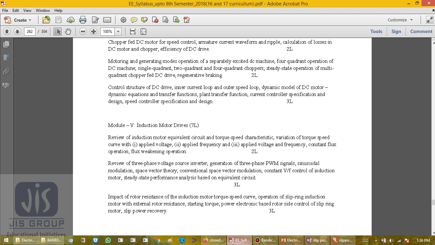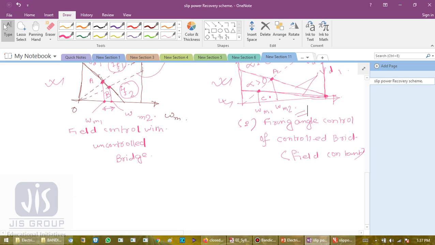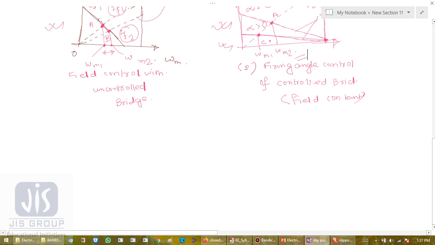The only thing we should remember in this static Kramer's drive is that this feature requires that slip power in the rotor flow in the reverse direction. So for Scherbius drives, we should keep in mind that slip power in the rotor flows in the reverse direction.